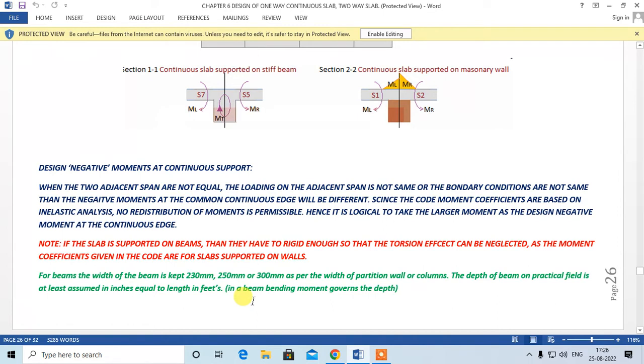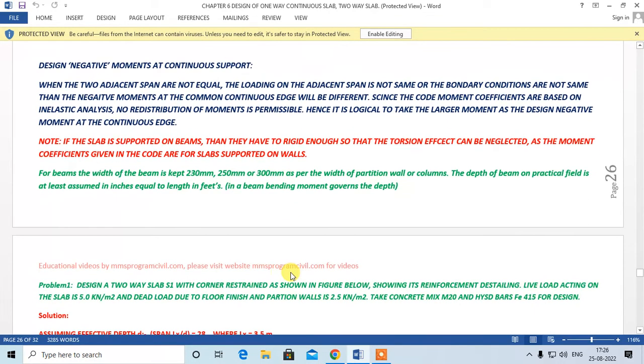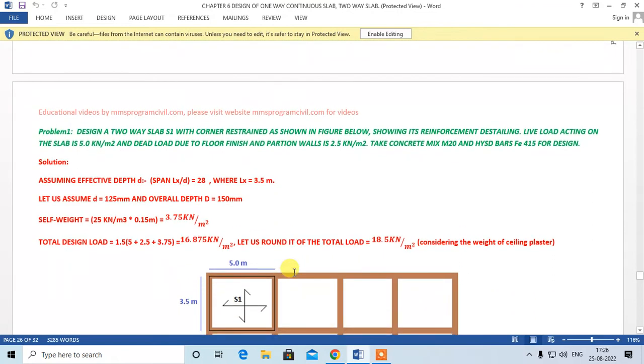Say it is 21 inch or 24 inch. That is a practical aspect in the field which structural designers usually choose for assuming the depth of the beam. So let us start with the problem.